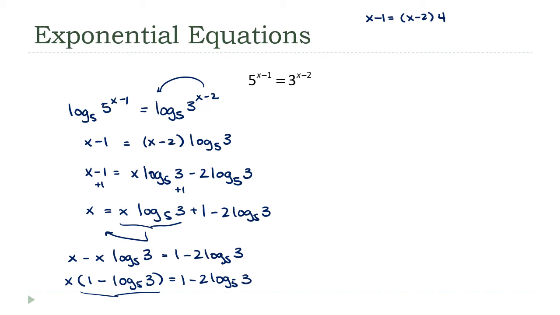And I'm just a little bit out of room, so I'm just going to jump over here to the right. And my answer is x equals 1 minus 2 log base 5 of 3 over 1 minus the log base 5 of 3. And that's it. That's my answer. Stop there. Perfectly good final result.